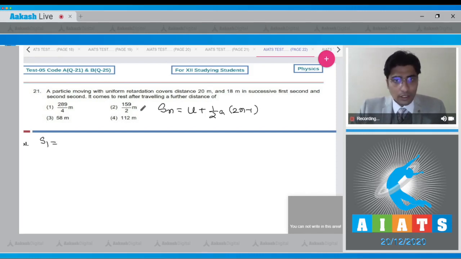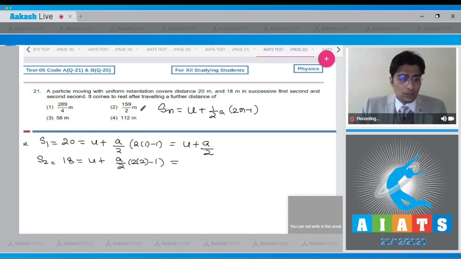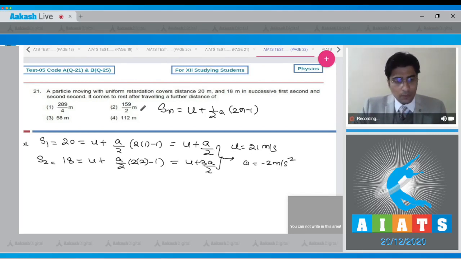In the first second, the distance is given to be equal to 20, so that will be equal to u plus half a into (2 into 1 minus 1). This gives us u plus a by 2 is equal to 20. In the second second, the distance is given as 18, so this will be equal to u plus half a into (2 into 2 minus 1), that is u plus 3a by 2. On solving these two equations, we get u equal to 21 meter per second and a equal to minus 2 meter per second square.